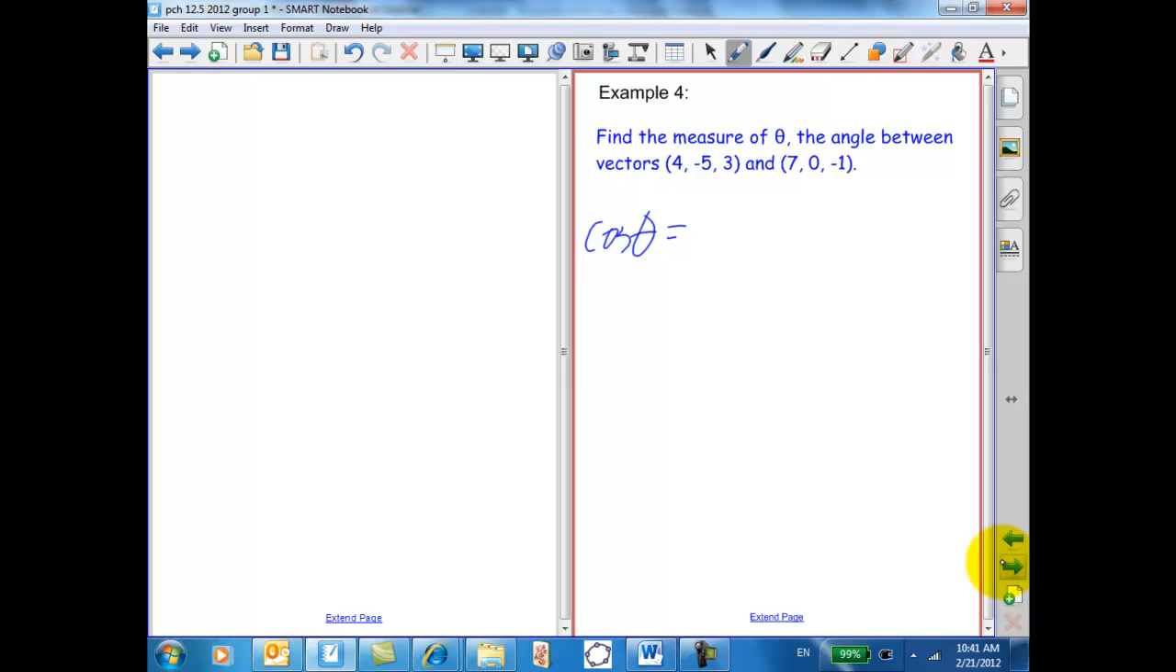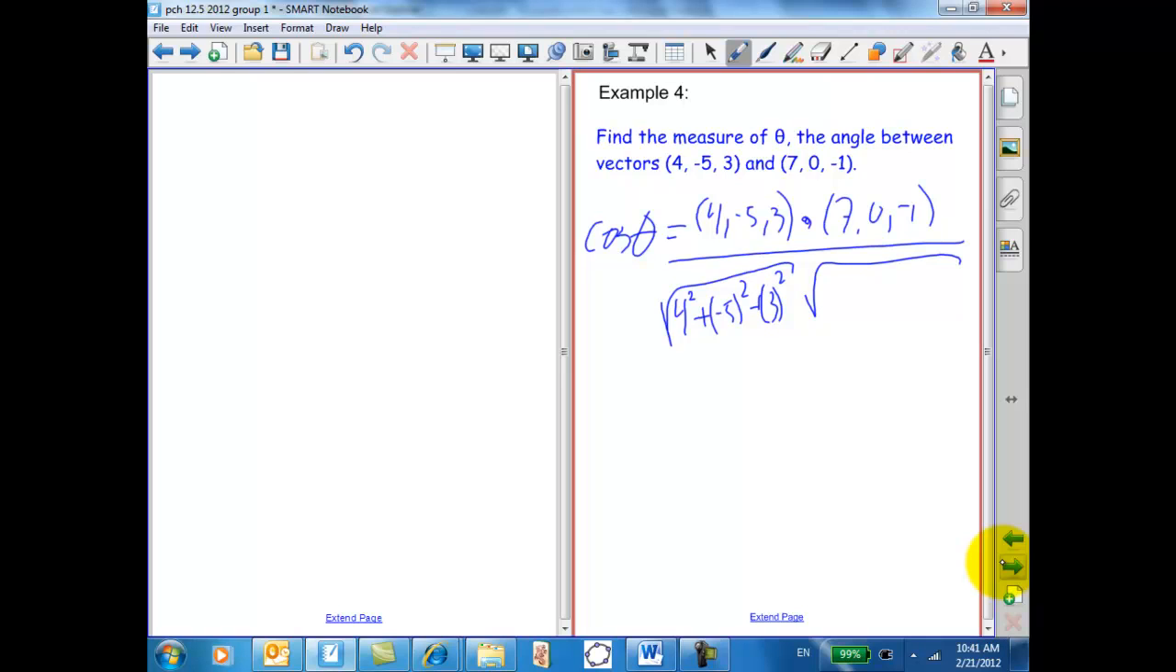So we take the dot product, 7, 0, negative 1, all over the product of the magnitudes. So the square root of 4 squared plus negative 5 squared plus 3 squared, times the square root of 7 squared plus 0 squared plus negative 1 squared.